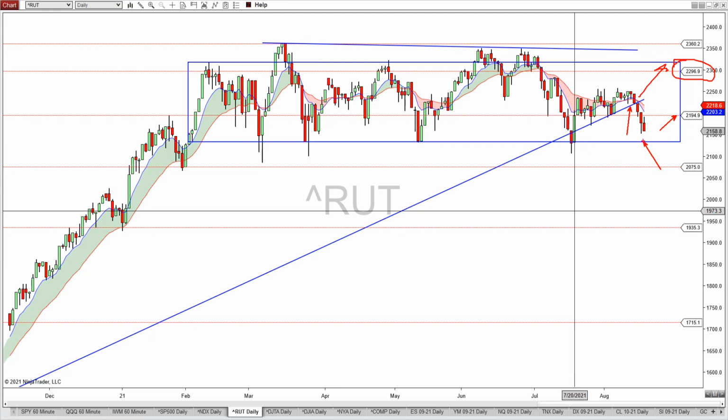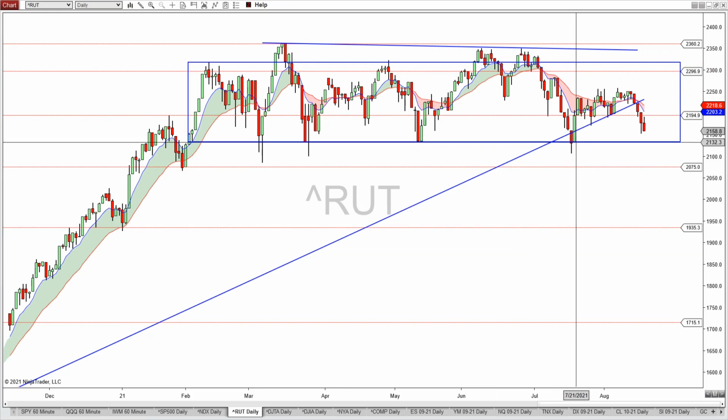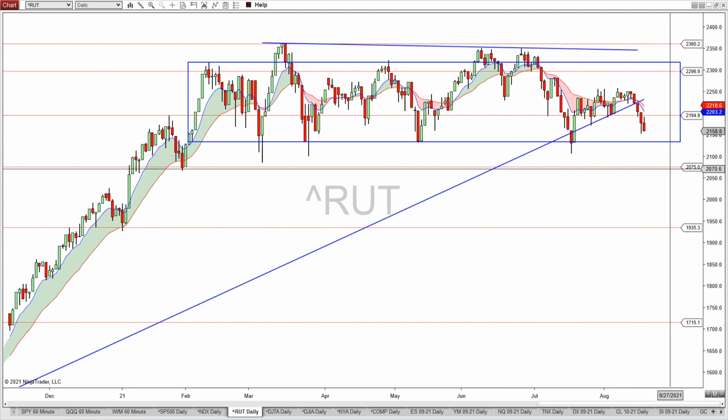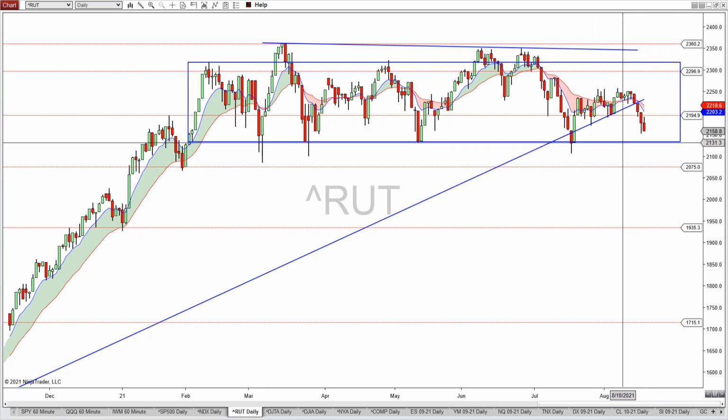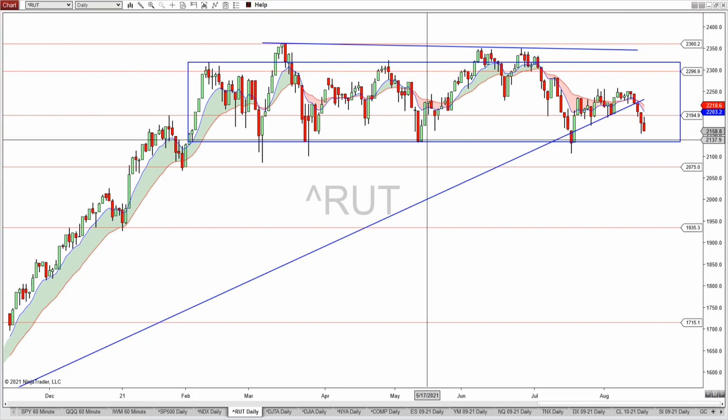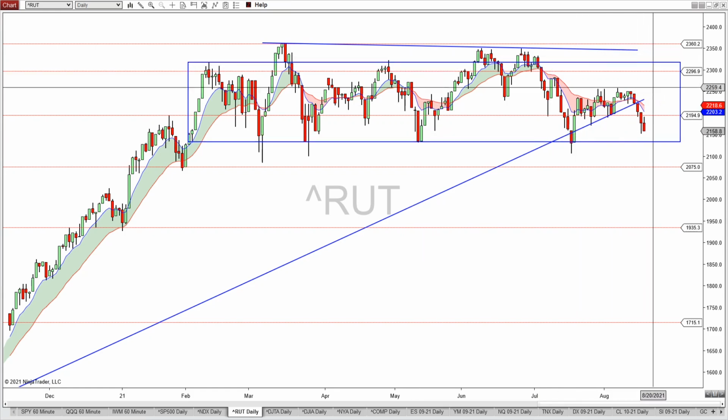So right now we're basically looking to see would it be able to hold the support of these lows. If it doesn't, then we're essentially looking for this thing to come down to this 2075 area. So the key level to watch is somewhere around the 2132 area, basically these lows and this balance area.